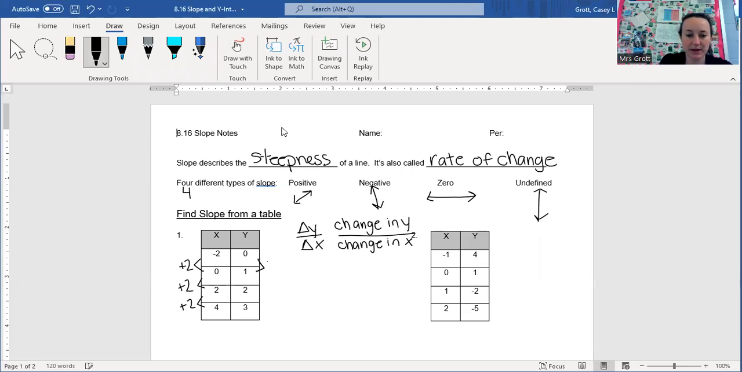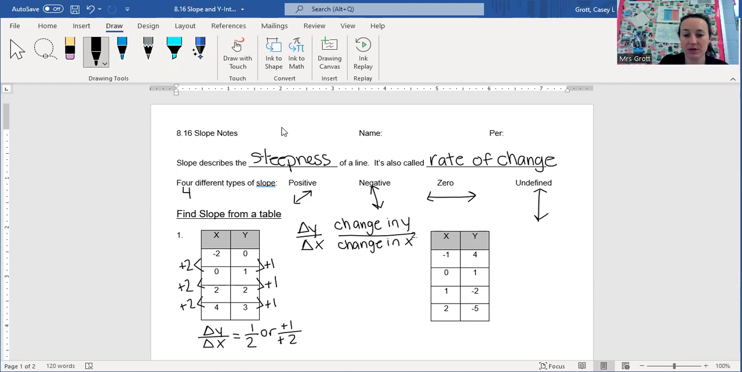0 to 1 for the y, I went up by 1. It's going to be a positive. 1 to 2, I went up by 1. 2 to 3, I went up by 1. So my slope, my change in y over change in x was 1 over 2. Okay, or if you want to put it as +1 over +2, you can also do that. But the biggest thing is remembering that you're putting y on top.